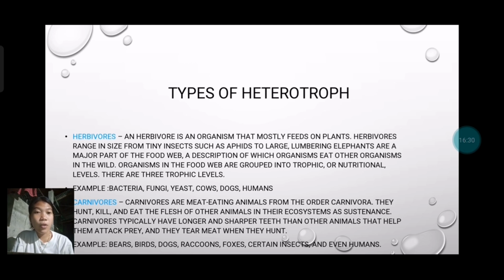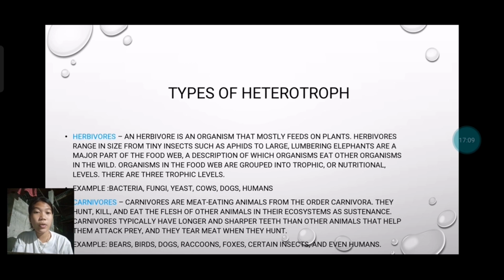So, a herbivore is an organism that mostly feeds on plants. Herbivores range in size from tiny insects such as aphids to large, lumbering elephants. They are major parts of the food web, a description of which organisms eat other organisms in the wild. Organisms in the food web are grouped into trophic or nutritional levels. There are three trophic levels. Examples: bacteria, fungi, yeast, cows, dogs, and humans.